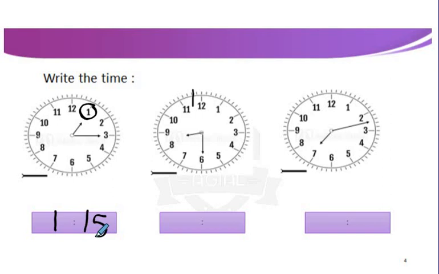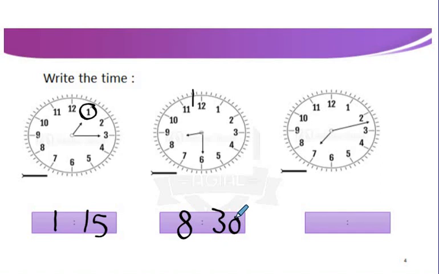Okay, number 2. Where the hour hand, the short hand. Excellent. The short hand between 8 and 9. So we will write 8 or 9. Who can say? Excellent. We will write 8. Small number. And the minute hand on 6. So what is the time now? Excellent. 6 multiply 5 equal 30. So time 8 and 30 minutes. Is this easy? Okay, the third one.